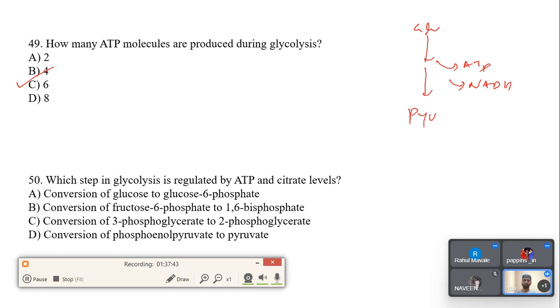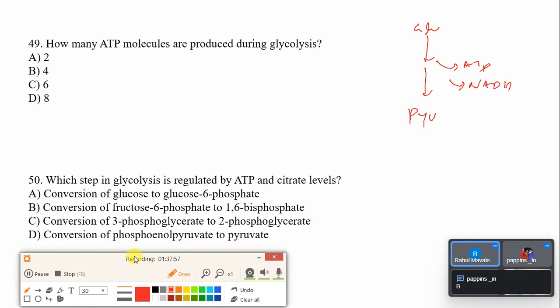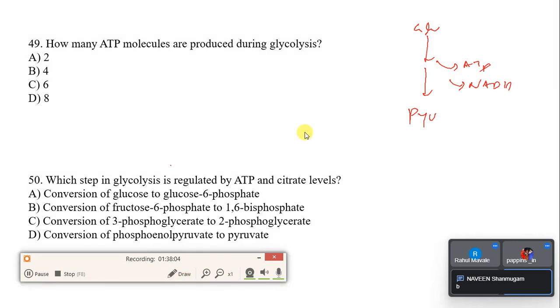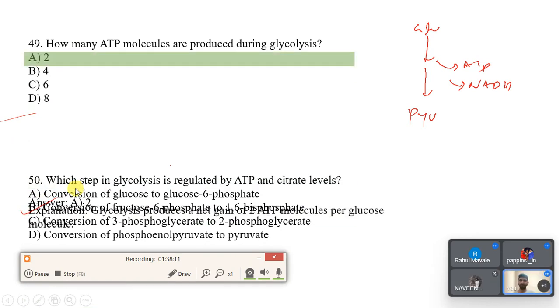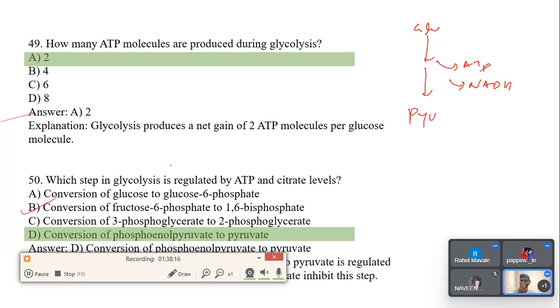Okay, answer question number 50. Which step in glycolysis is regulated by ATP and citrate levels? B. It's the fructose 6 phosphate to fructose 1,6 bisphosphate step. The answer is B. Sorry, I didn't edit this.